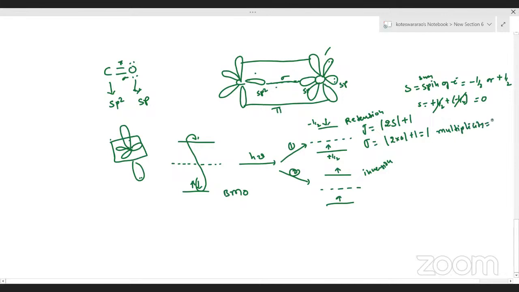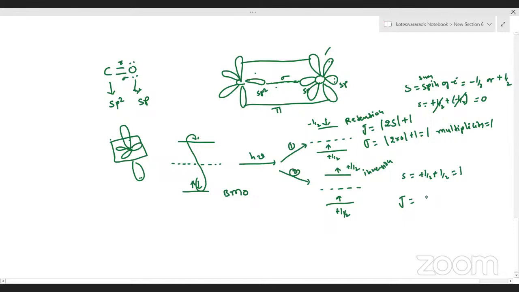Multiplicity equal to 1 for this particular arrangement of electronic configuration. Now coming to here, this is plus of, this is also plus of. Now what is the sum of spin? Plus into plus of equal to 1.